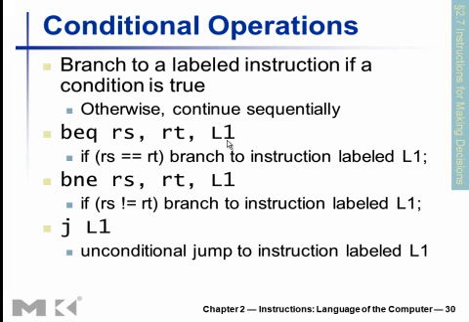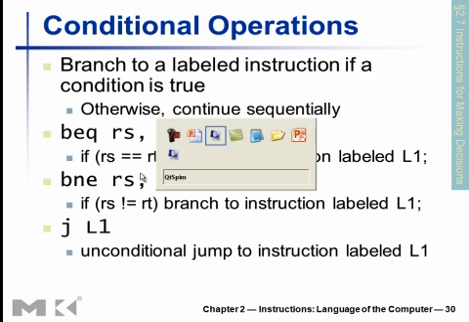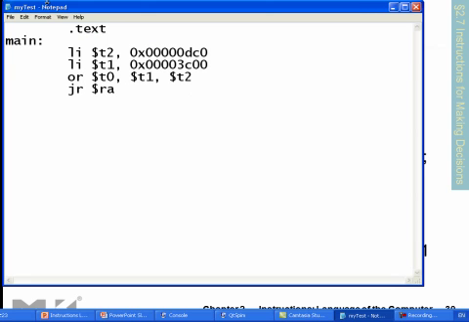So L1 is a label. The main column here is where a label goes. Normally we put a label in the first column, followed by the second column, the opcode, then one or more operands, and then the last column is the comment. For example, you can put a comment starting with a pound sign. So this sets T2 to this number DC0. Okay, that's the comment.